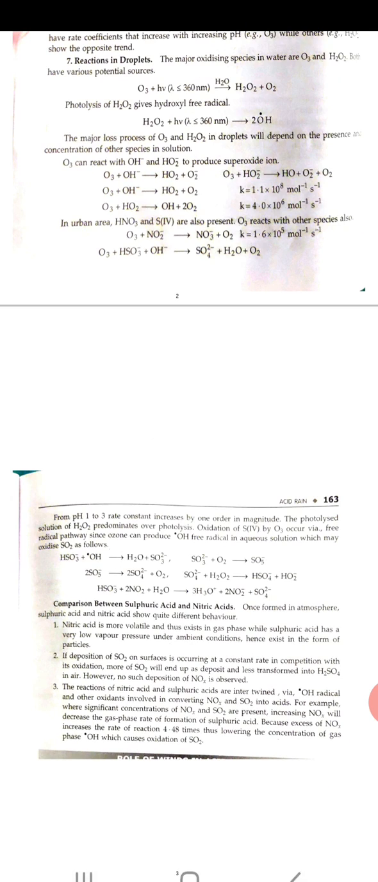HSO3⁻ reacts with OH free radical to form H2O plus SO3⁻. SO3⁻ reacts with oxygen to form SO5⁻. SO5⁻ reacts to form SO4²⁻ plus oxygen. SO4²⁻ reacts with H2O2 to form HSO4⁻ and HO2 ions. HSO3⁻ ions react with 2NO2 plus water to form hydronium ion, 2NO2⁻ plus sulfur dioxide.